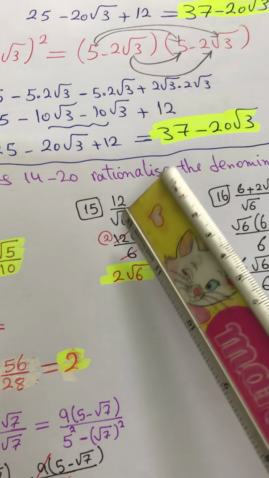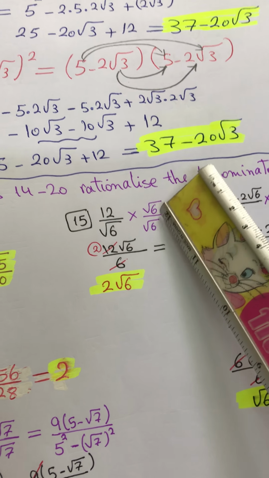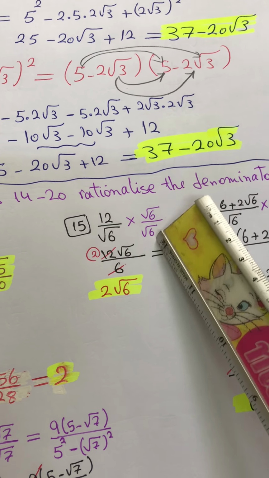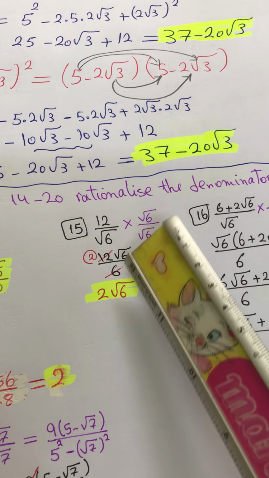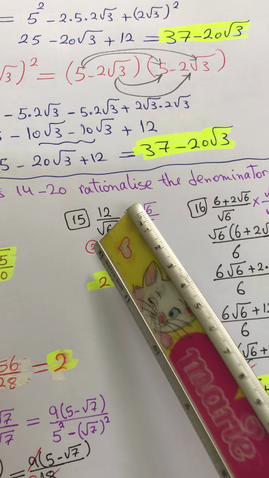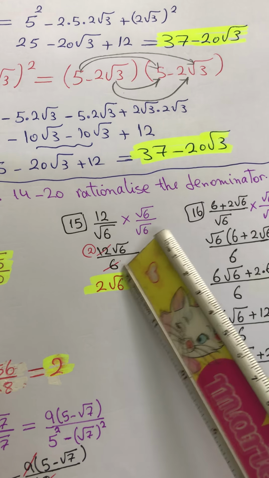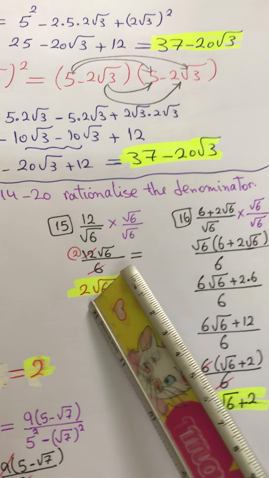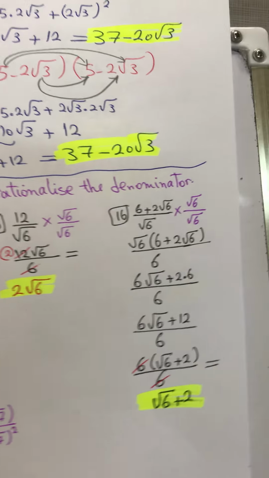Number 15, I have a square root of 6 down. So I multiply by square root of 6 up and down. 12 multiply square root of 6 over square root of 6 times square root of 6 equals 6, and simplify, divided by 6 down, divided by 6 up. The final answer is 2 square root of 6.